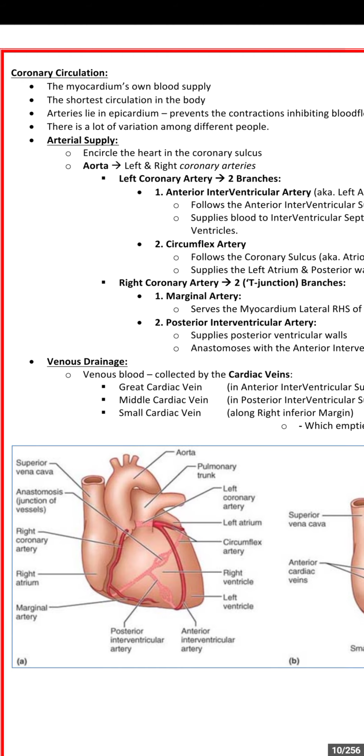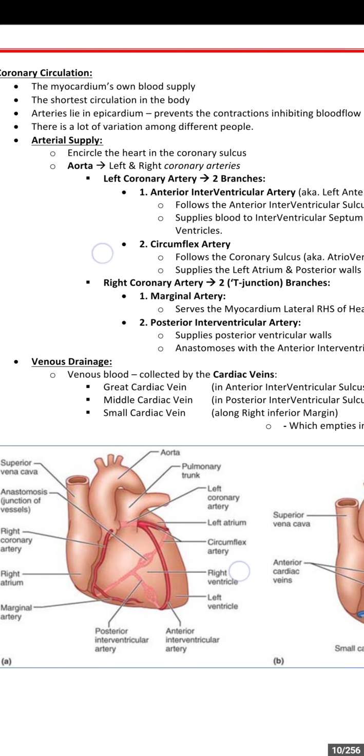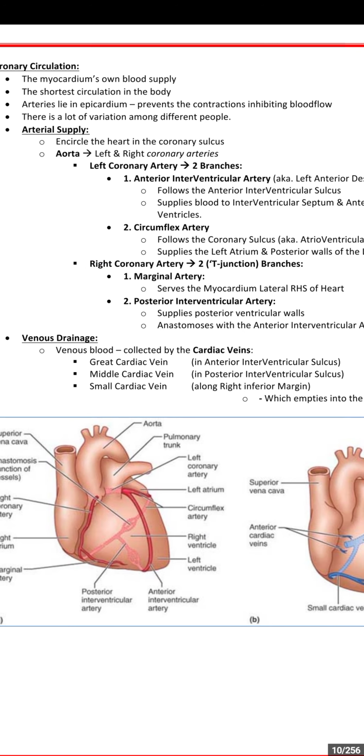This coronary circulation is the primary source of blood to the myocardium. It is the myocardium's own blood supply, and it is the shortest circulation of blood in the body.